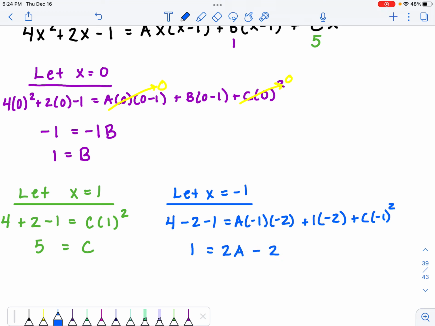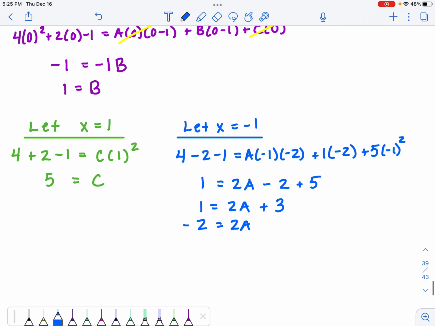Oh, and I forgot that C was 5. I should have plugged that in. My bad. That's going to be 5 times 1, so plus 5. So that's 1 equals 2A plus 3. That's negative 2 is equal to 2A. So then negative 1 is equal to A.